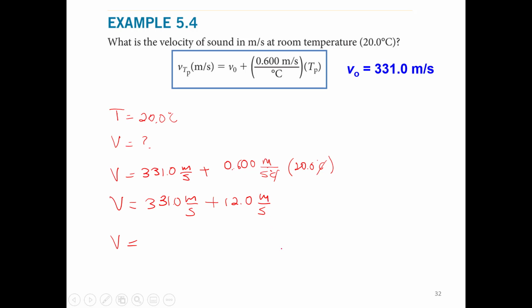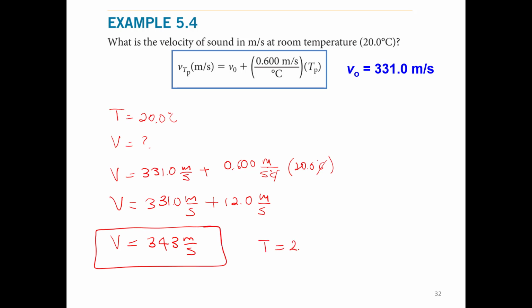If we add these two numbers together, we will have 343 meters per second. Then the velocity of the sound, if the temperature is 20 degrees Celsius, the velocity of the sound is 343 meters per second.